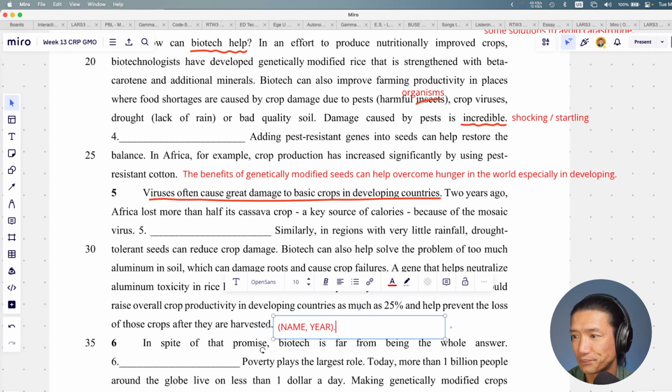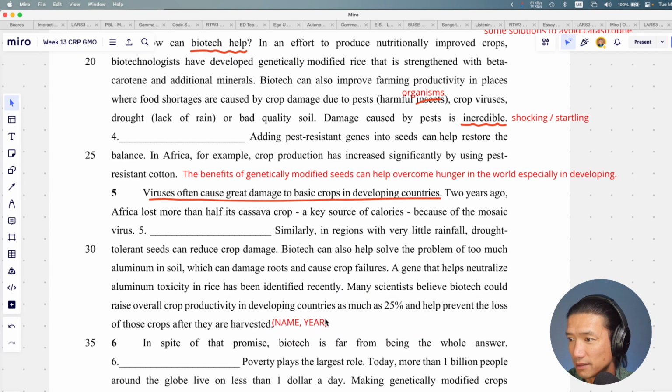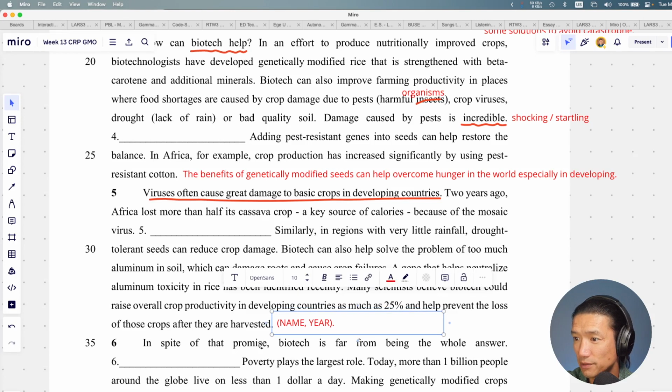Because otherwise, where did you get this information? Where did they get this information? I want to look this up because I want to prove that it's wrong.